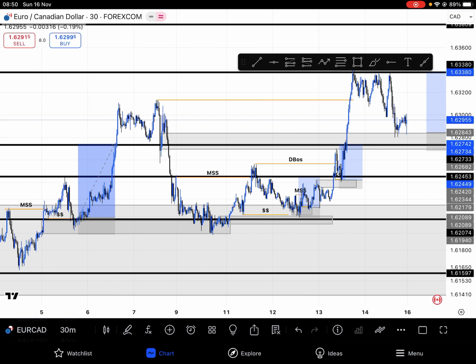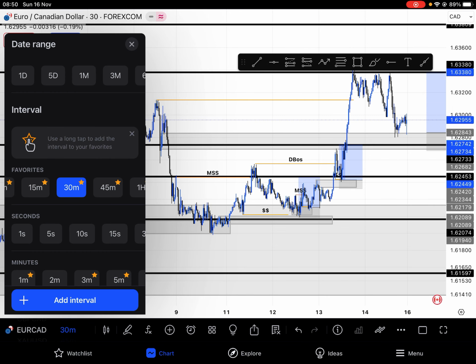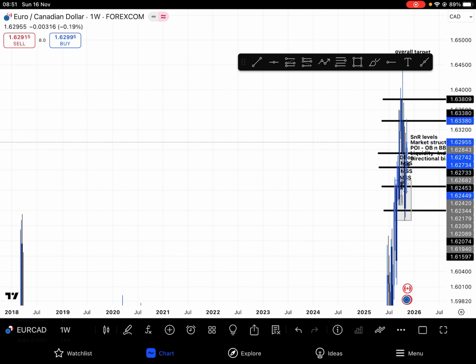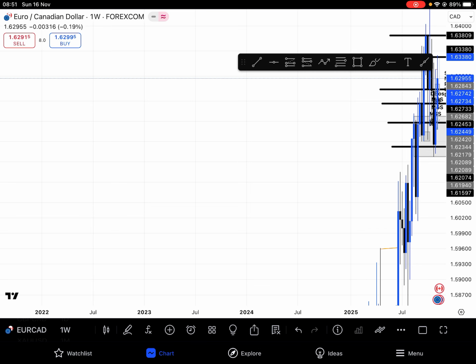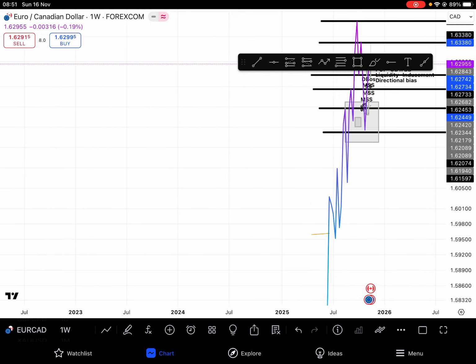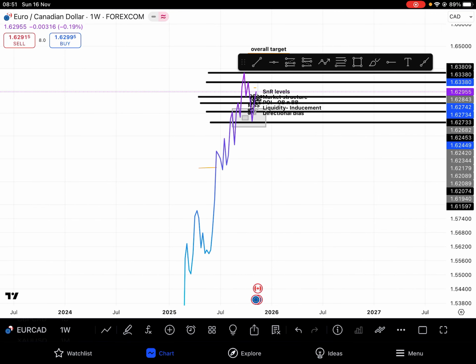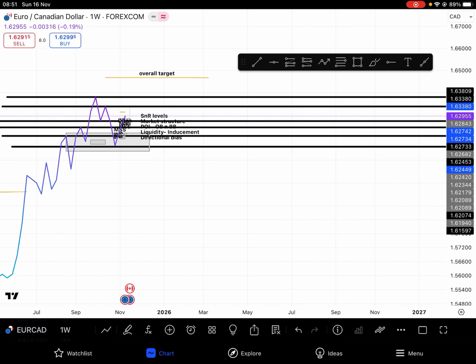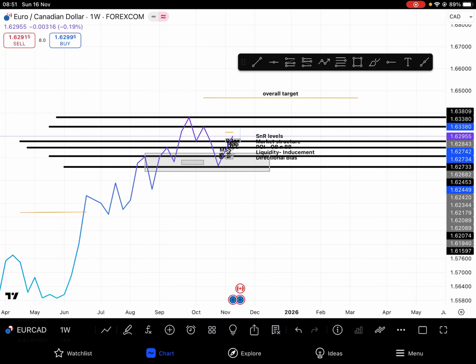So the first thing I do is I go on the weekly time frames to draw my support and resistance levels, and then change the chart type to lines, so that I can mark the body of the candles alone and not the wicks.